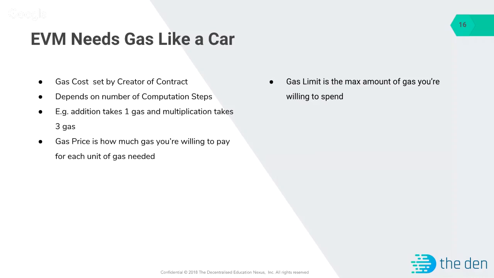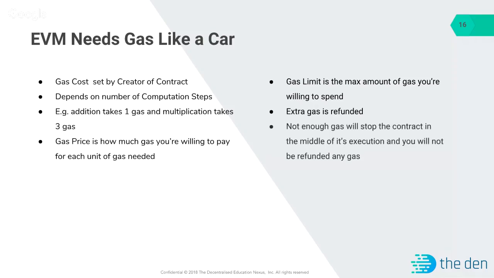So you have to make sure when you're interacting with the contract that you give it enough gas so that it can actually fully execute the function. And it's kind of best practice whenever you're talking to a contract to send more gas than you need, because any extra gas that you give is refunded. And of course, not enough gas will stop the contract in the middle of its execution, and you won't be refunded any gas.